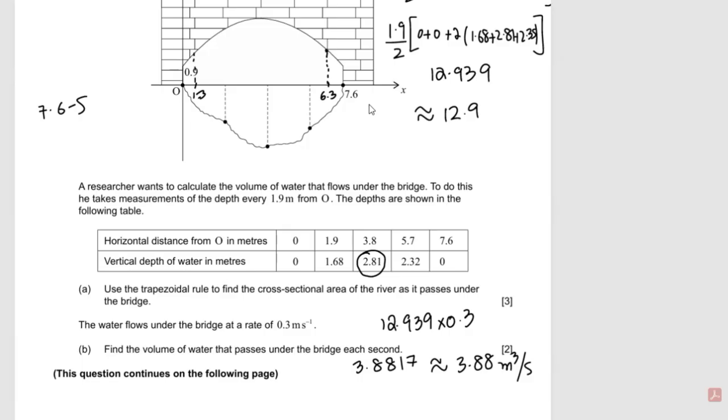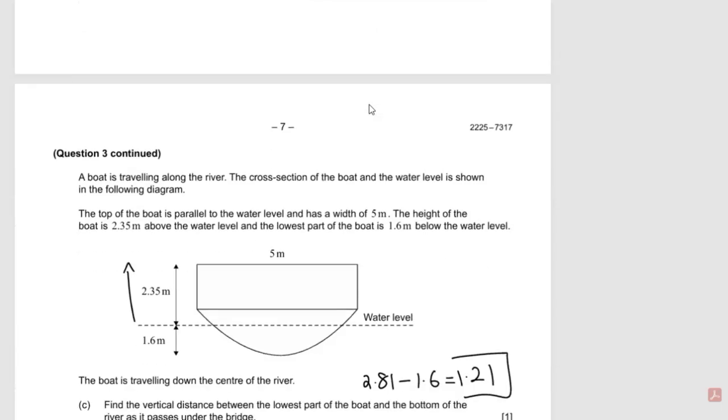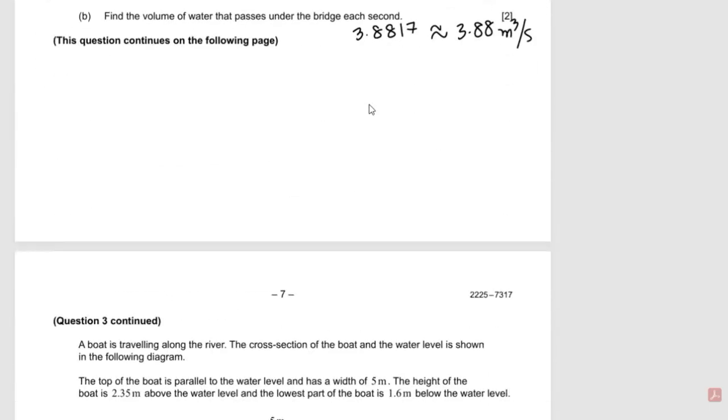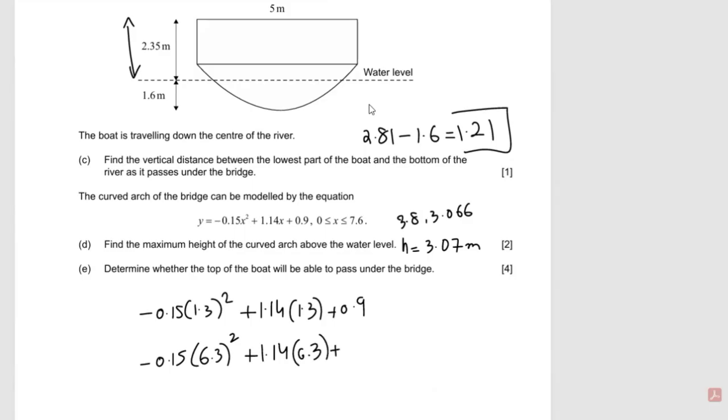Because I need to check, since the height of the boat above the water level is 2.35, if it exceeds 2.35, that's fine, my boat can pass through. If it is below 2.35, then the boat will not be able to pass under the bridge. So 1.3 and 6.3, let's check these values. Minus 0.15 times 1.3 squared plus 1.14 times 1.3 plus 0.9, and the same for 6.3.